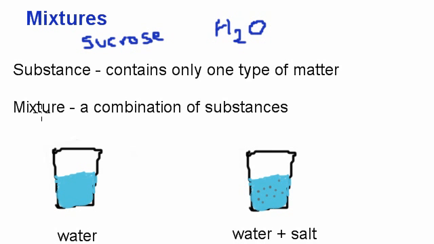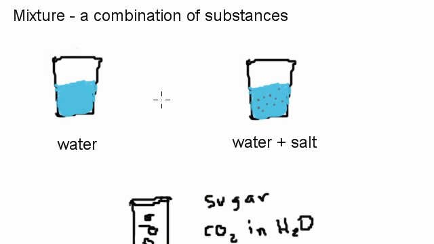A mixture is a combination of substances. So if I were to get the sucrose and place it inside a cup of water, that would be an example of a mixture. Okay, so let's take a look at this picture that I drew down here. So here we have water, and like I said before, water is a substance because it only has one type of matter. But then if I were to add salt inside of this glass of water, then we would have a mixture of water and salt.